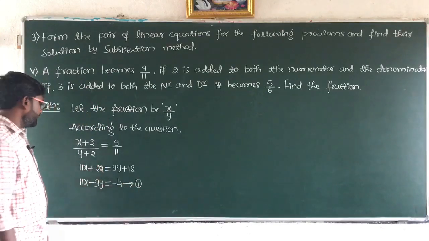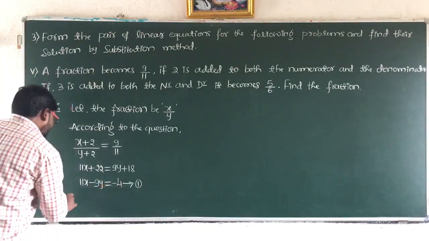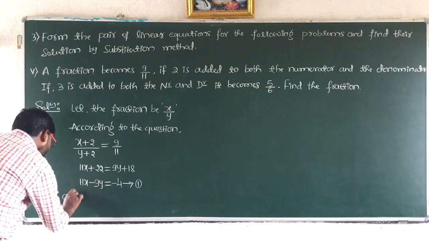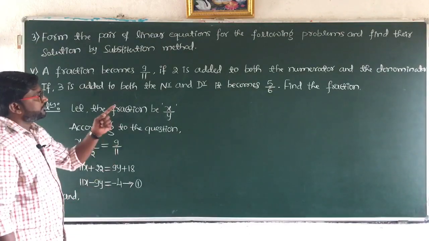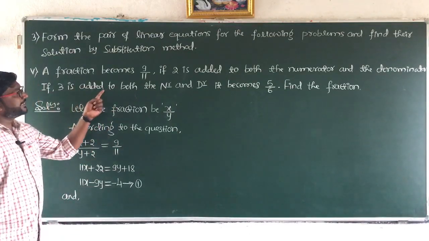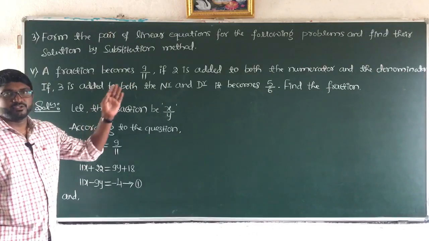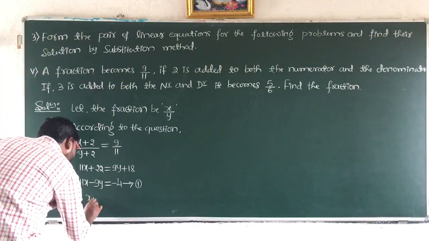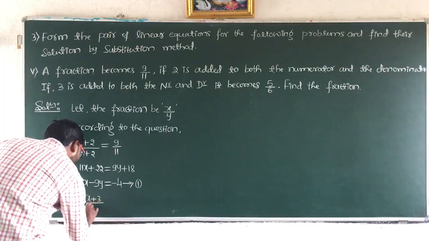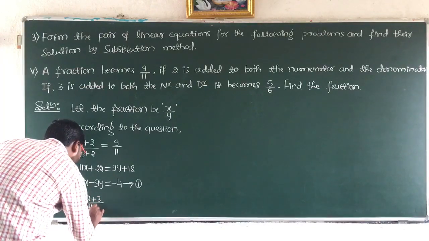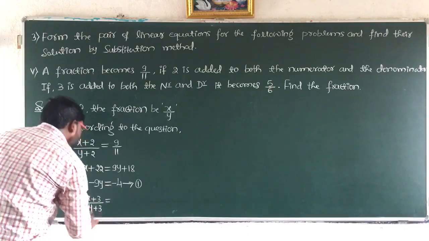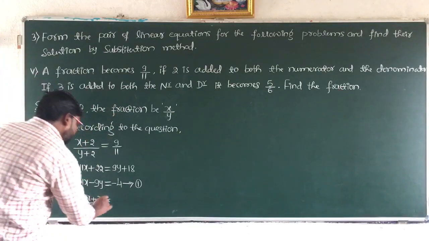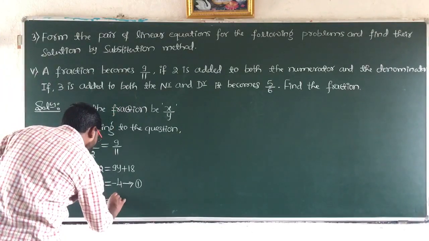And then go for the second case. See here, if 3 is added to both the numerator and denominator, we get x plus 3 divided by y plus 3, which is equal to 5 by 6. It must be on the right hand side. It is 5 by 6.